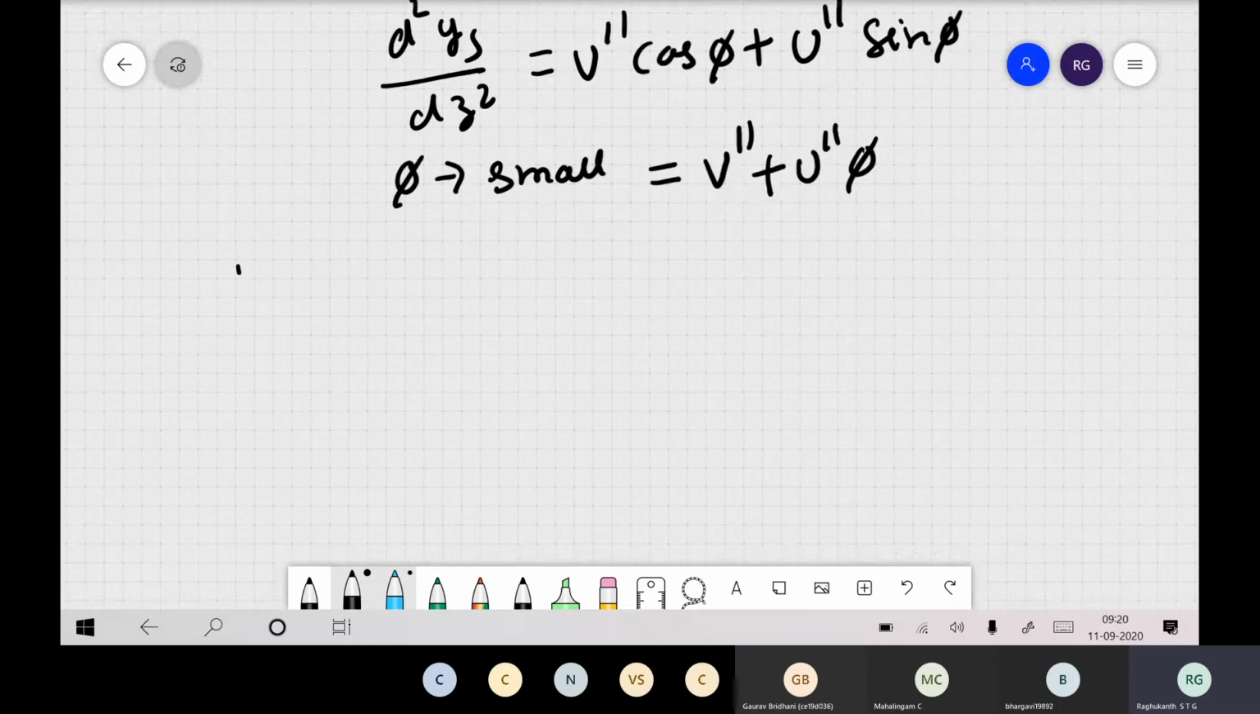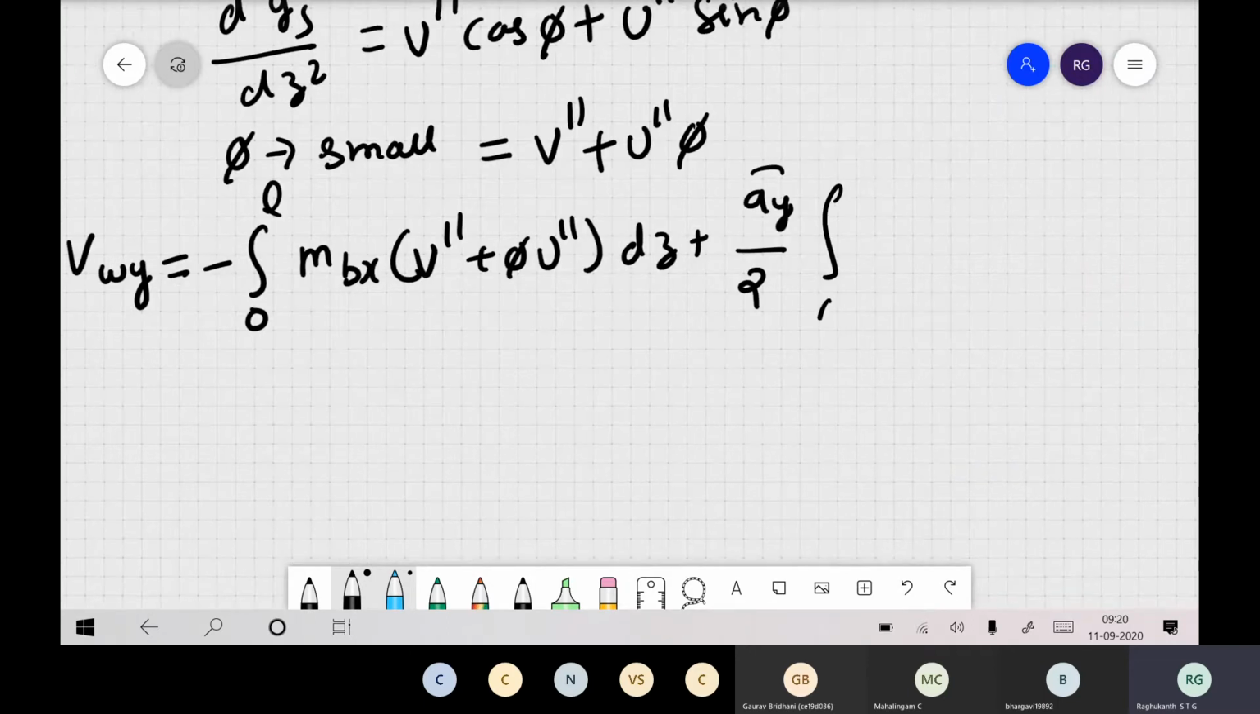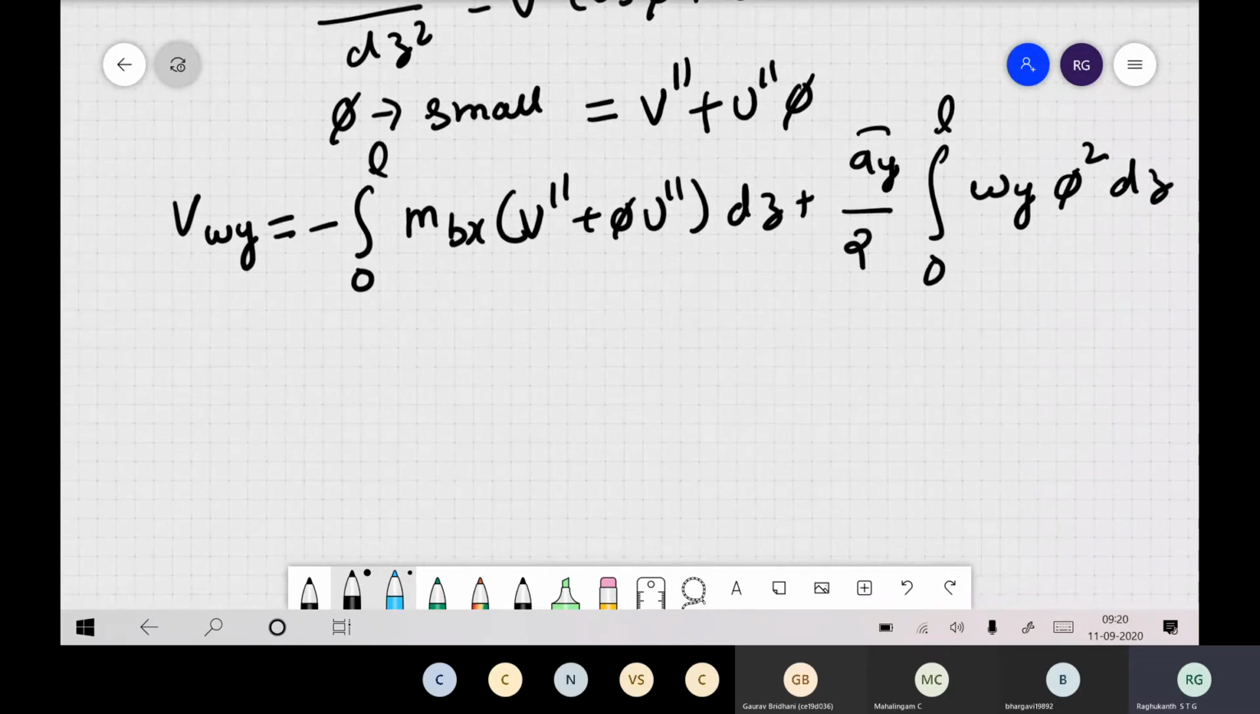So now the work done by the load becomes minus 0 to L, Mbx, V double dash plus phi, you know, U double dash, dz, plus ay bar by 2, 0 to L, wy phi square dz. Now here once again we have the problem. What is Mbx V double dash, this term? What is the first term?